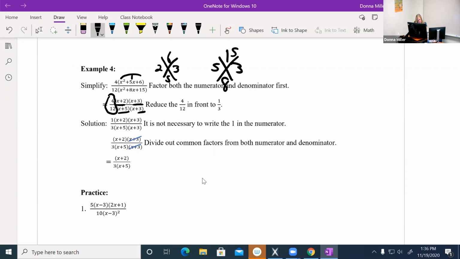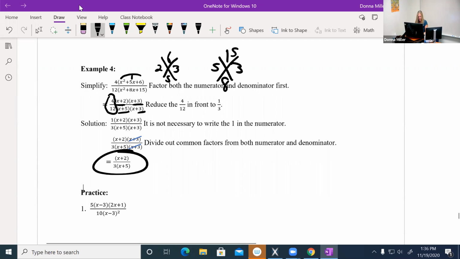And then she canceled. Now, the 1's not necessary because 1 times anything is itself. As long as there's something on top, you don't need the 1. So the x plus 3's cancel, and she ends up with this, all right? And that's the simplified form of it. So basically all this is factor and cancel.